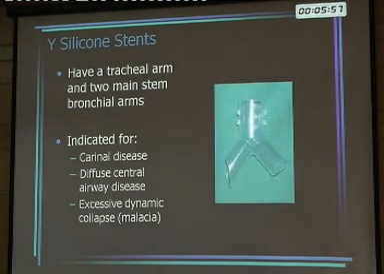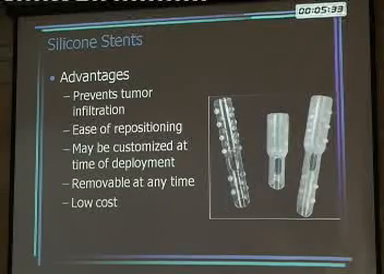There's also a variation of that. It's the Y stent, which has a tracheal arm and 2 arms for the main stem bronchi. This is optimal for tumor that involves the main carina, or if you have diffuse malignant disease involving trachea and main stem bronchi, or also in malacia where you have diffuse excessive dynamic collapse.